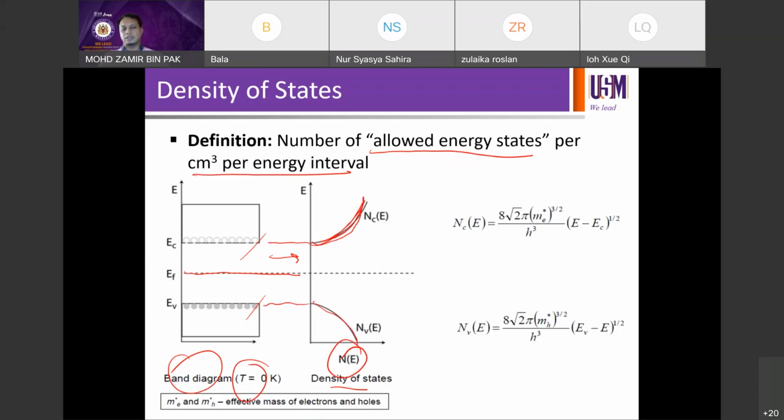And the density of states of electrons in the conduction band is given by NC(E). NC(E), the density of states occupied by electrons in the conduction band, is given by this equation. On the other hand, if you want to calculate the density of states of holes in the valence band, it's given by NV(E), with C and V as subscripts. NC(E) and NV(E) are given by these equations.